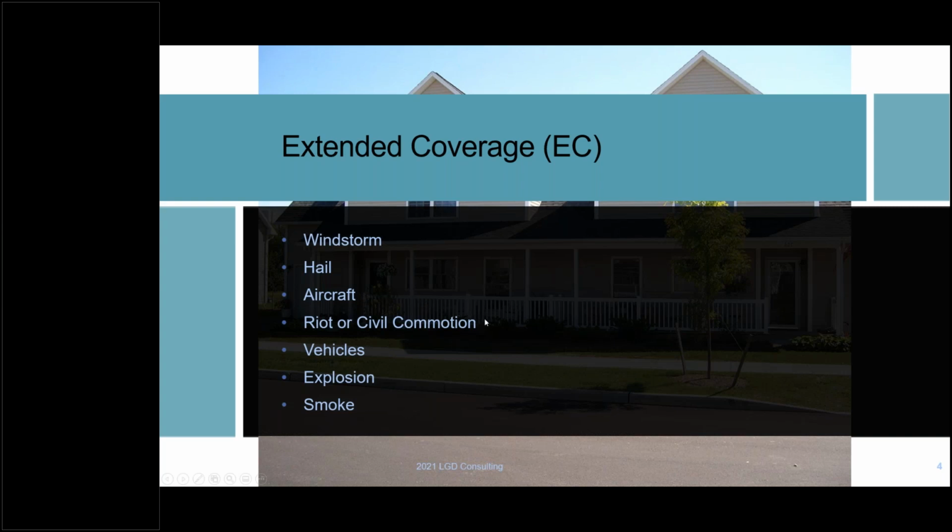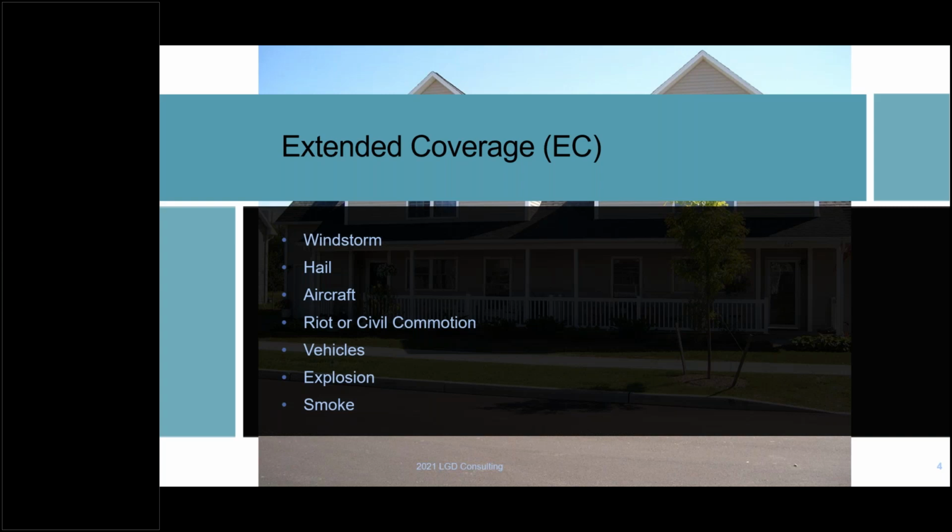Riot or civil commotion, maybe there's a peaceful demonstration that gets out of hand and then a riot ensues. That would be covered here. Vehicles, that would be damage from vehicles, but not yours. It's not going to cover your car because even though your car is parked in your garage and the house burns down with the car in it, your homeowner's policy covers the house, or the dwelling policy covers the house, or the structure, and then your personal auto policy covers the car. So you got to keep that separate.